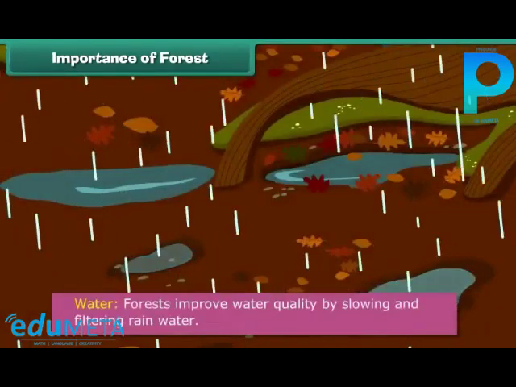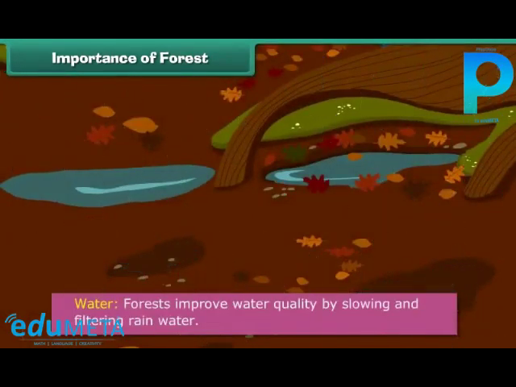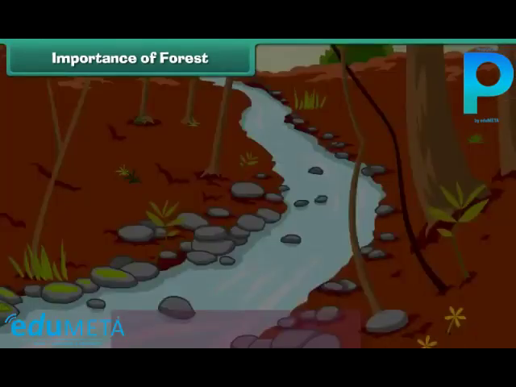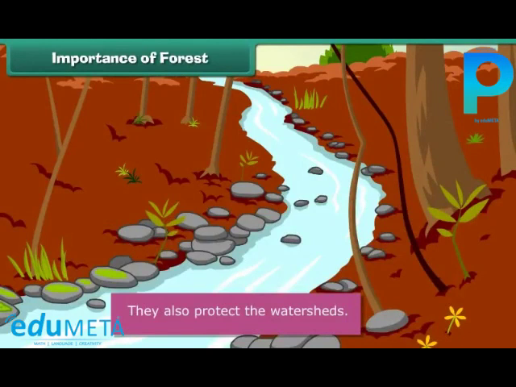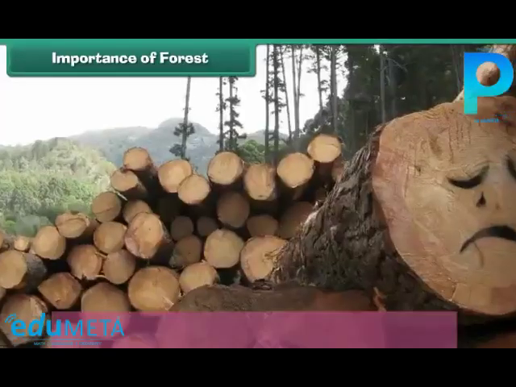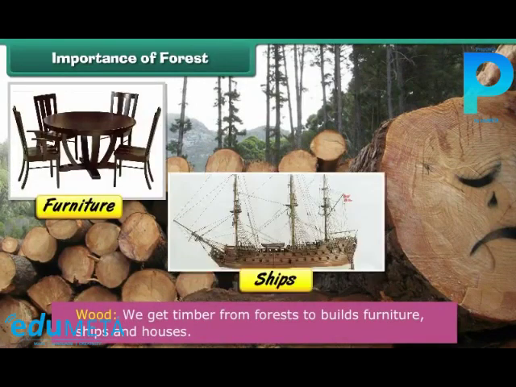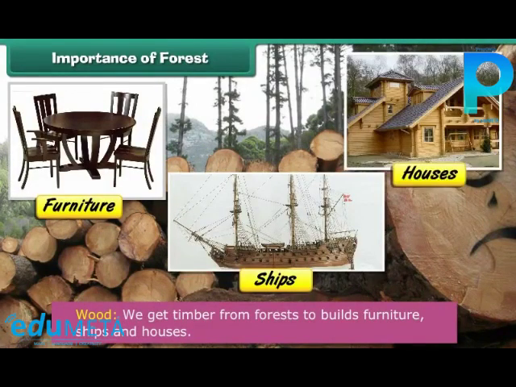Water. Forests improve water quality by slowing and filtering rainwater. They also protect the watersheds. Wood. We get timber from forests to build furniture, ships, and houses.